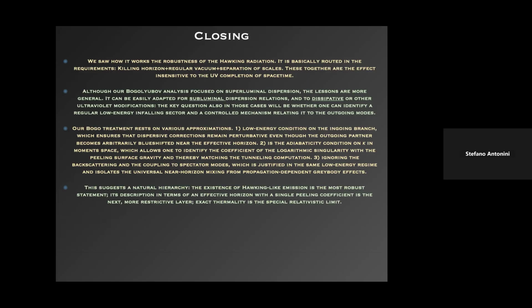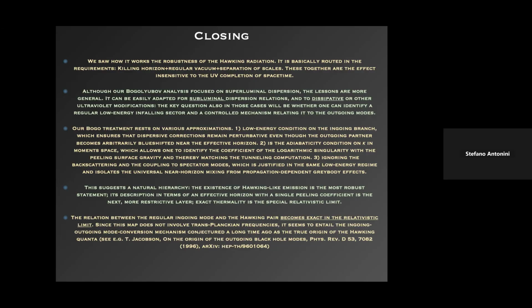this tells you that there is a hierarchy. There is always an Unruh-like emission. If these approximations hold, you can define an effective horizon and an almost constant temperature. And if the dispersion relation is killed, as lambda goes to infinity, you recover Hawking radiation as we know it, from exactly the same formula, without redoing the calculation.